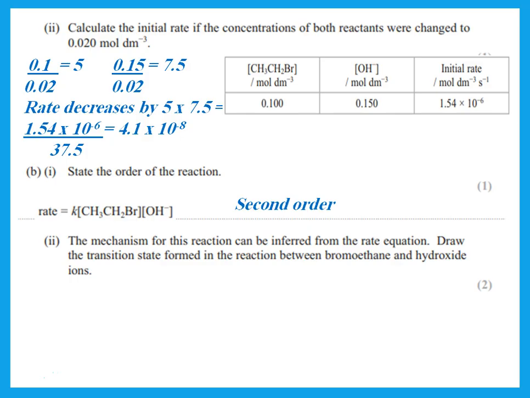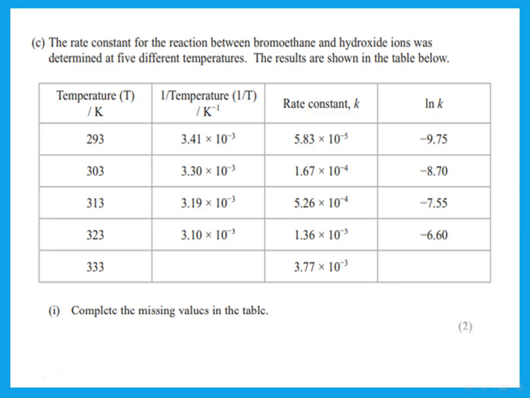The mechanism for this reaction can be inferred from the rate equation. Again, we said, will this be SN1 or SN2? Remember that if the rate equation includes both the bromoalkane and the hydroxide, that means this is an SN2 because this is a primary halogenoalkane. In that case, the hydroxide ion will attack at the same time that the Br is leaving, and I get this kind of intermediate or transition state. Remember, there is a negative sign overall on this transition state.